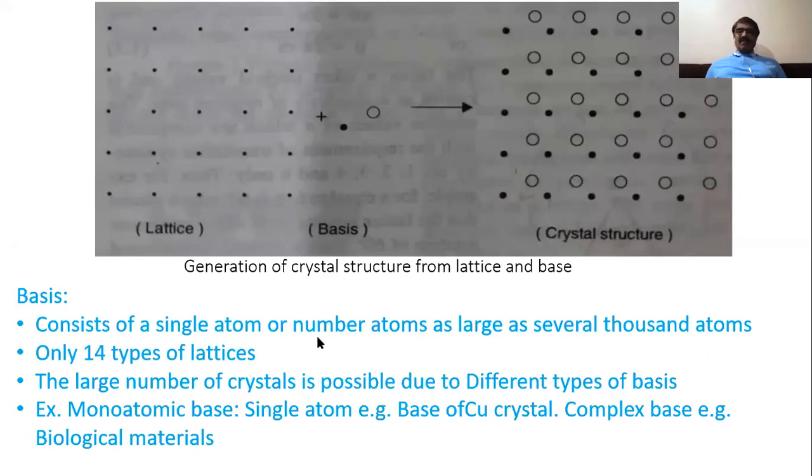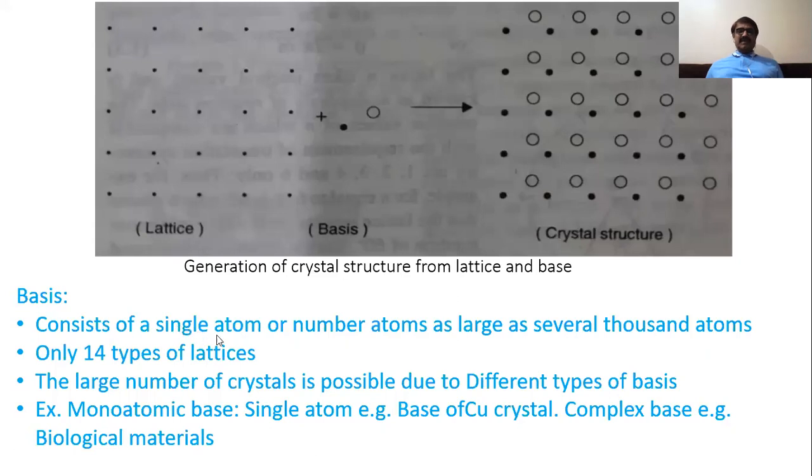Okay, now what is a basis and what does a basis consist of? Okay, so what is basis? Basis is a group of atoms. It doesn't mean that it always has a group of atoms. A basis may consist of a single atom, or it doesn't mean that it always has a single atom. It may have more than one atom.